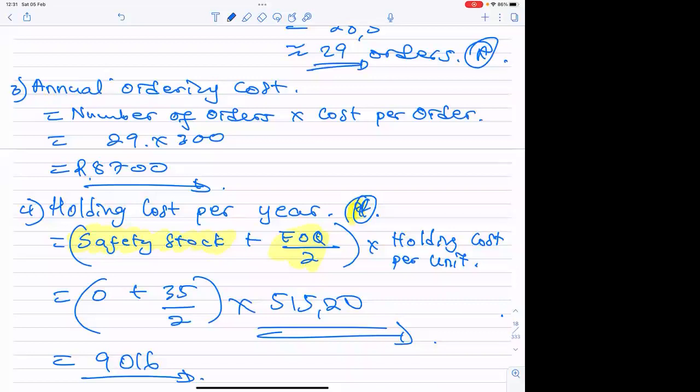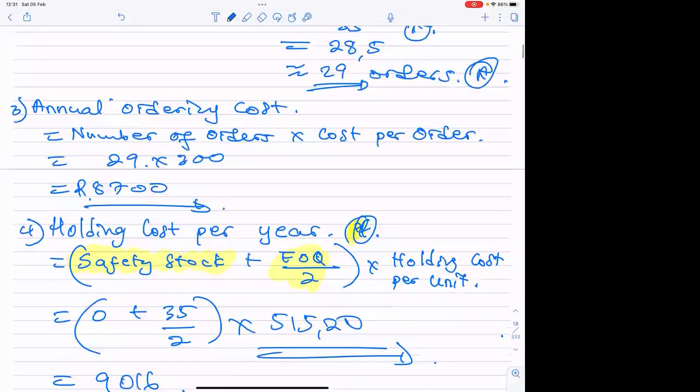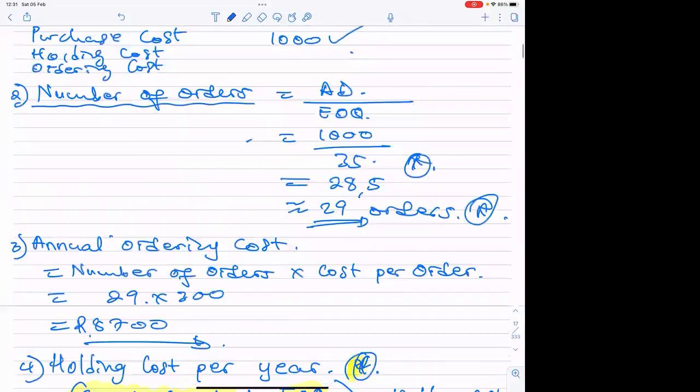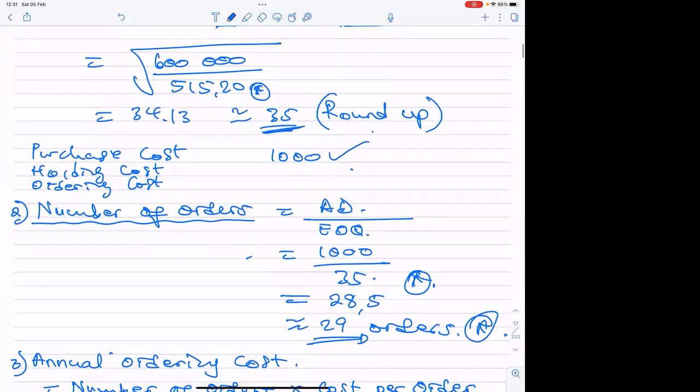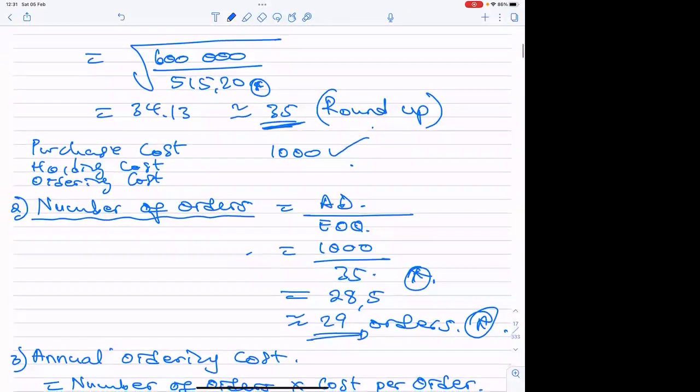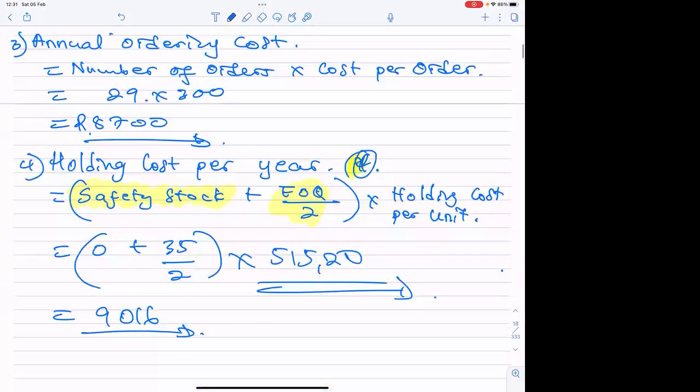Is the holding cost per or... Now remember, the holding cost is the holding cost per unit. It is the holding cost per unit. Right, let's go to a question.